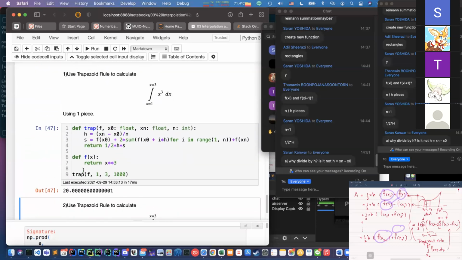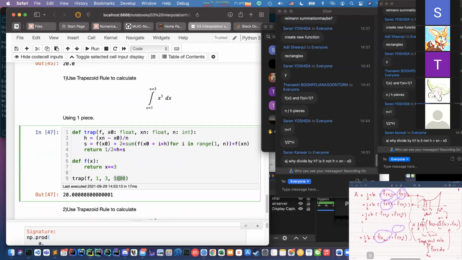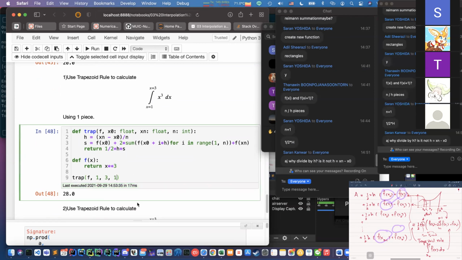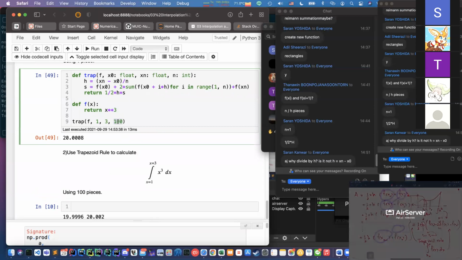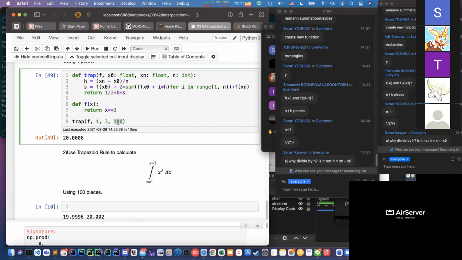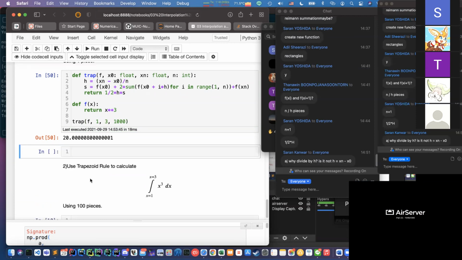So I want you to experiment with the number of pieces. You can go to the extreme. You can try 1, which is a terrible answer. You can try 100. You can try 1,000. Or even better, you can even plot this.